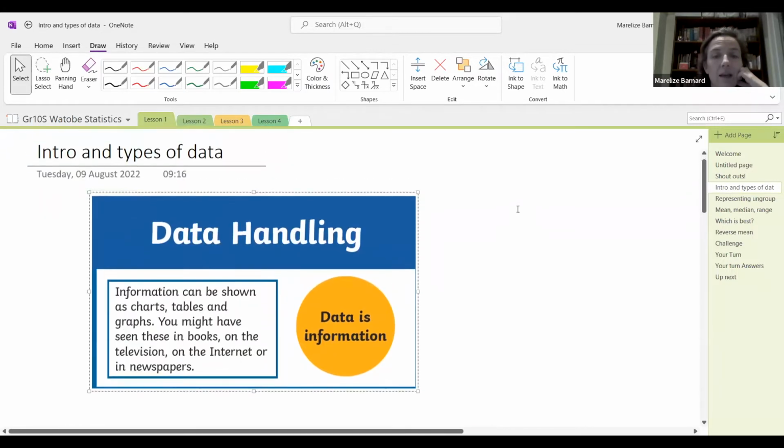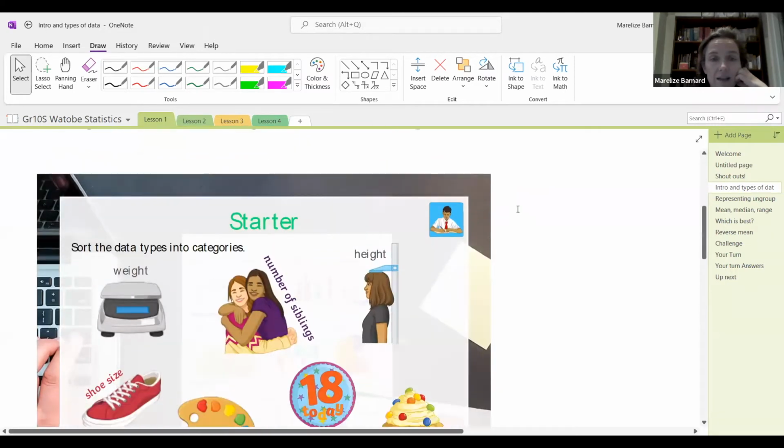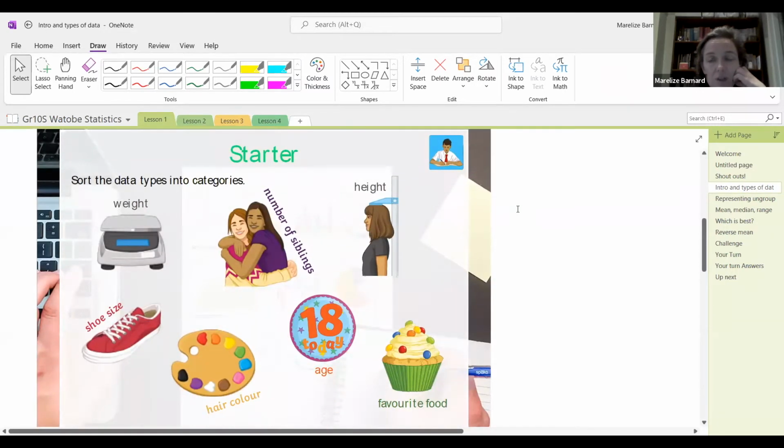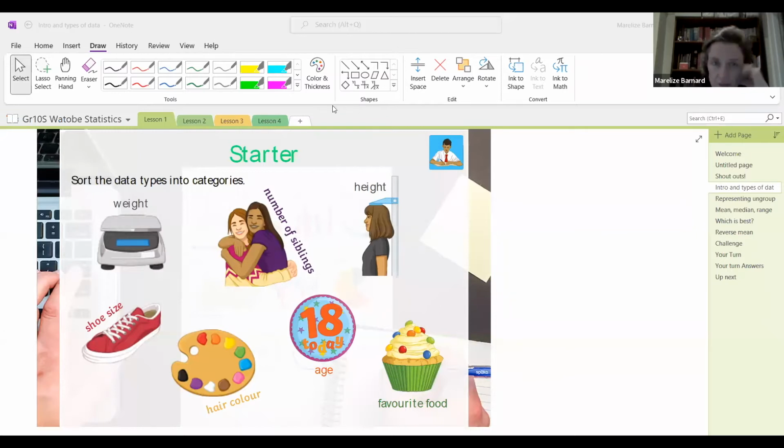Okay. Now, data, and remember, you're welcome to take screenshots as we go through this. We have different kinds of data, or different types of data. So let's look at this type of data. There's weight, there's shoe size, hair color, age, favorite food, height, and number of siblings.